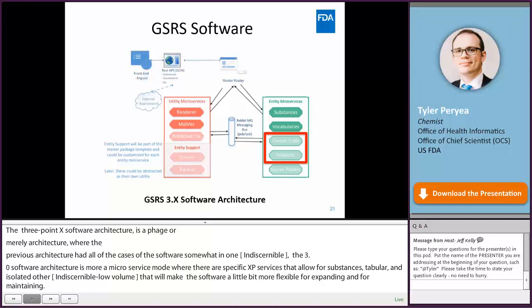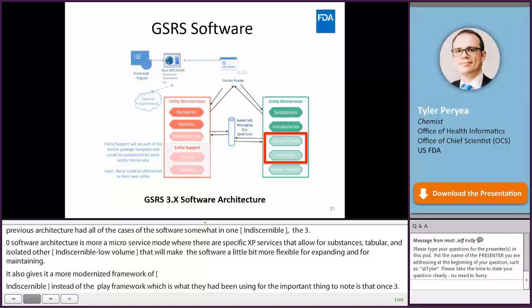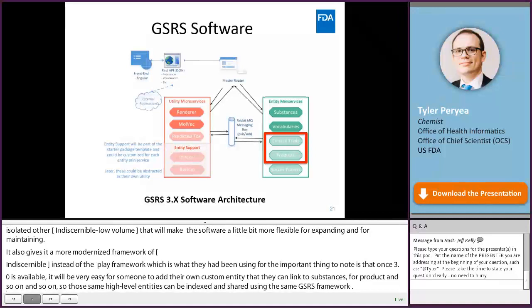The important thing to note here is that once 3.0 is available, it'll be very easy for someone to add their own custom entities that they can link to substances, like clinical trials, products, and so on. That way, those same high-level entities can be indexed and shared within the same GSRS framework, without people having to have these extended entities, which the current framework would somewhat require. If you want to have other entities, everyone has to have those entities.